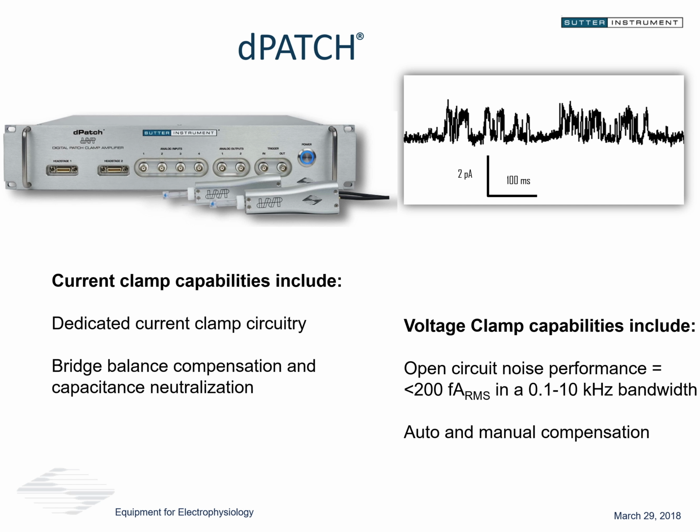And for the voltage clamp capabilities, it's important to note here that the open circuit RMS noise performance is actually under 200 femtoamps. This allows for the single channel recordings. And what you see at the top is actual single channel data. This is from a GABA receptor from a recent demo.